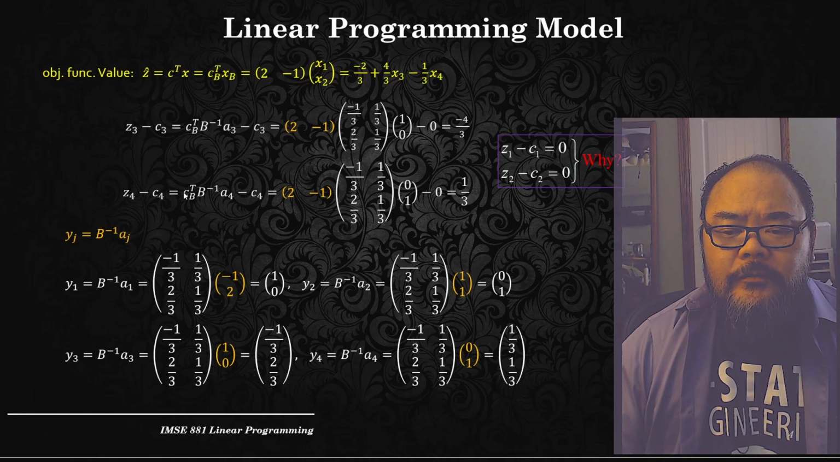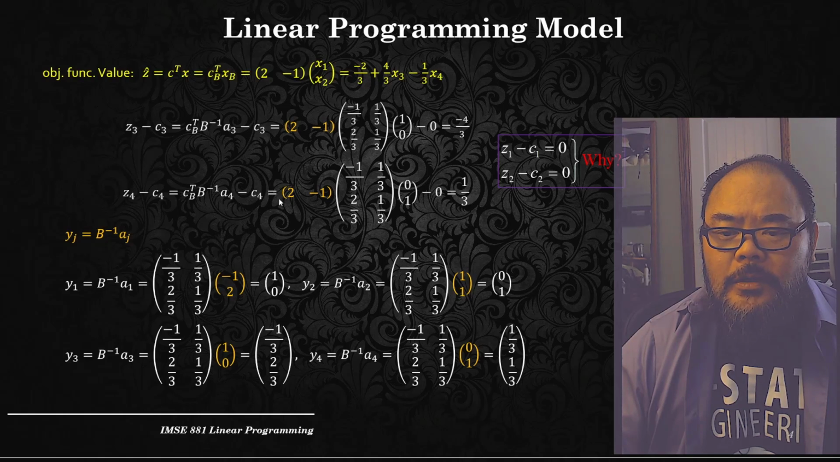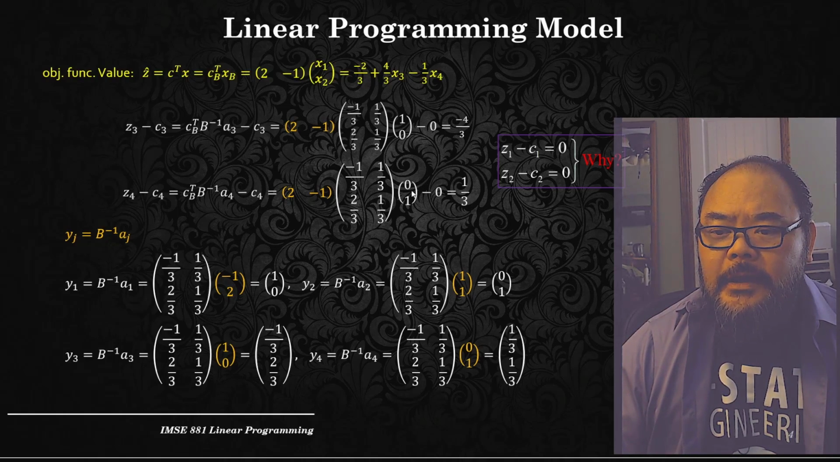z4 minus c4 can be calculated in a similar way: cB transpose times B inverse times A4 minus c4. And c4 is again 0. Now A4 equals 0, 1, so we get 1/3.